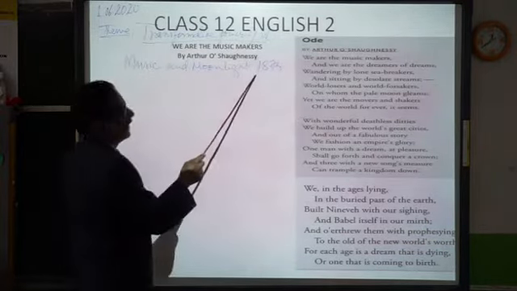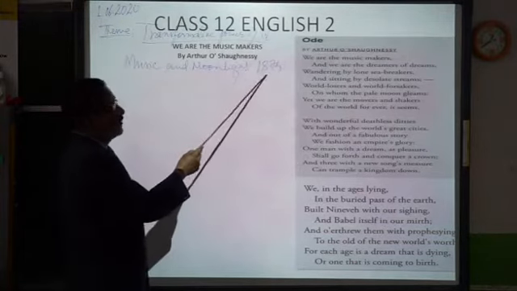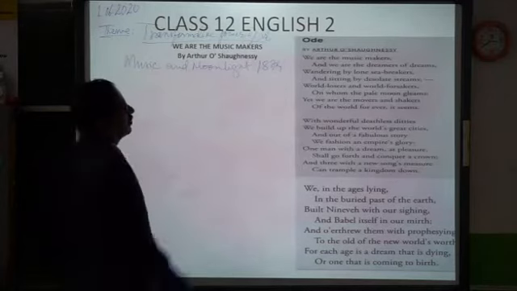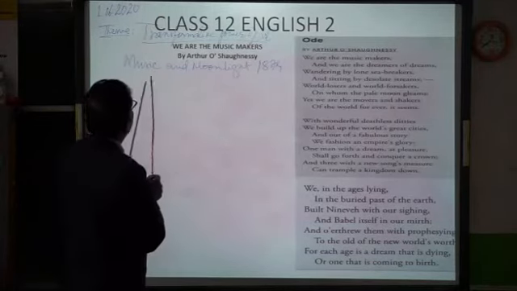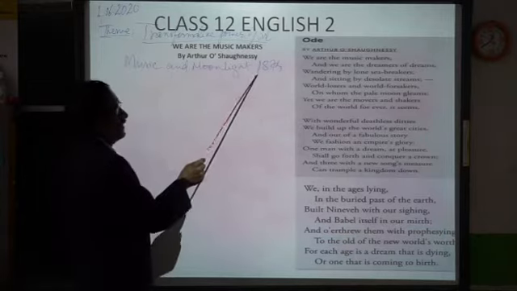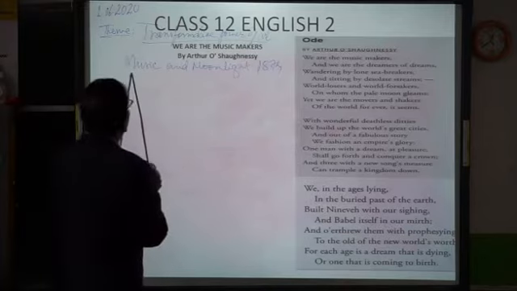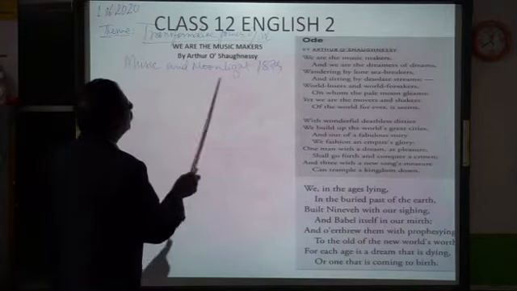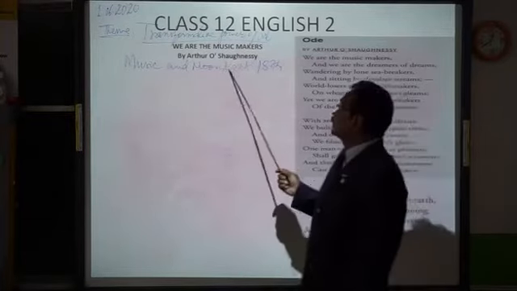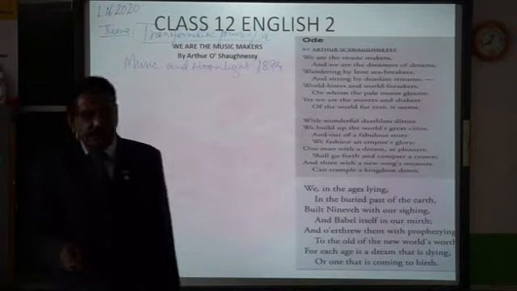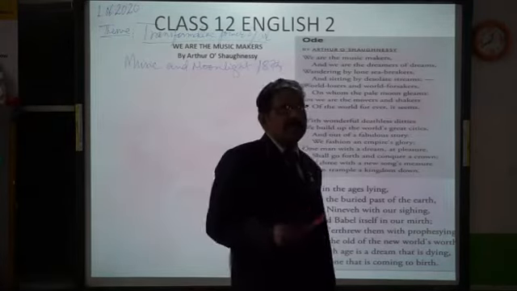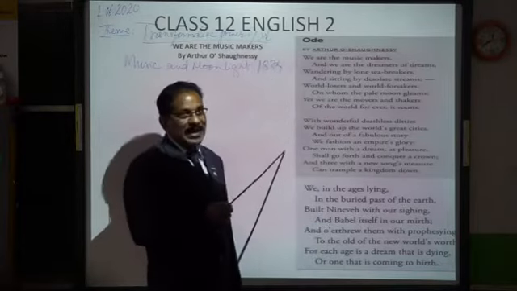published in the year 1874. And this is found in the work of Arthur O'Shaughnessy in the collection that was published in 1874 under the name Music and the Moonlight. Alright. So, when this particular poem was initially published, it had 9 stanzas.